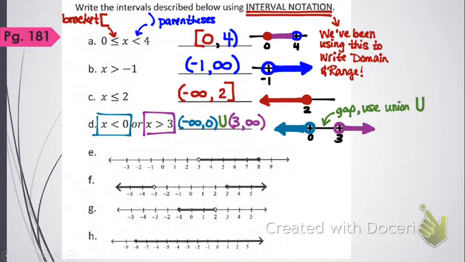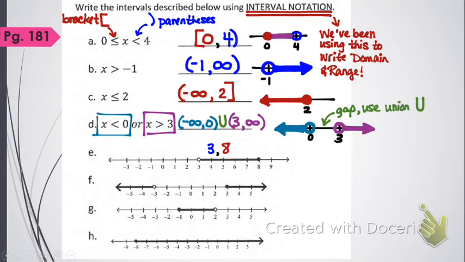Let's look down at the number lines, and we're going to write the intervals for those. We'll do E and F together. You guys will do G and H on your own. Okay? So for E, what are the 2 numbers that are going to be part of my interval? I want the left one first and then the right one. 3 and 8, separated by a comma.